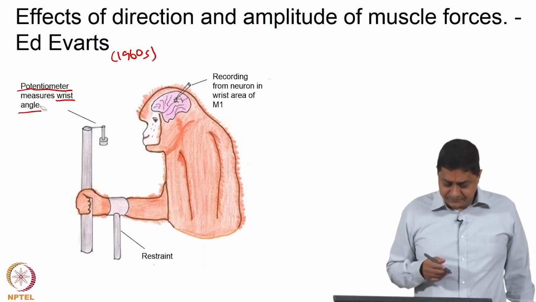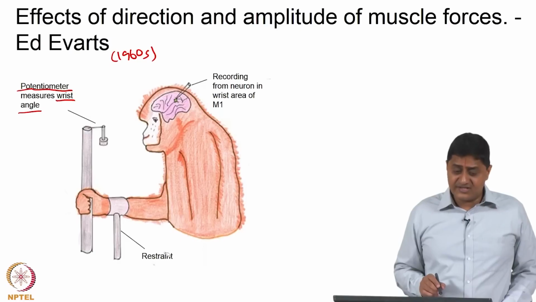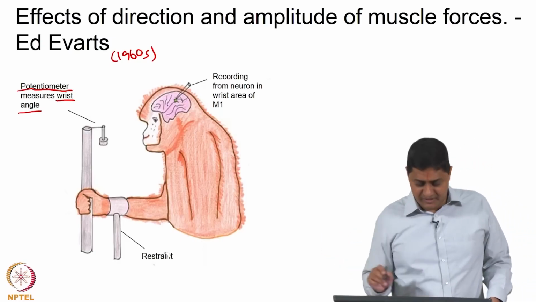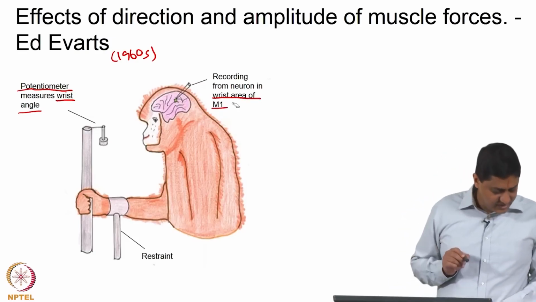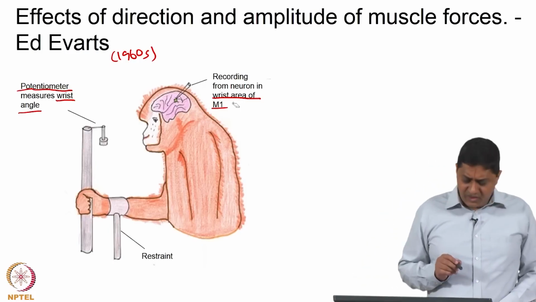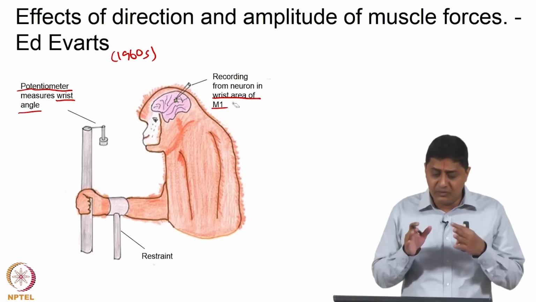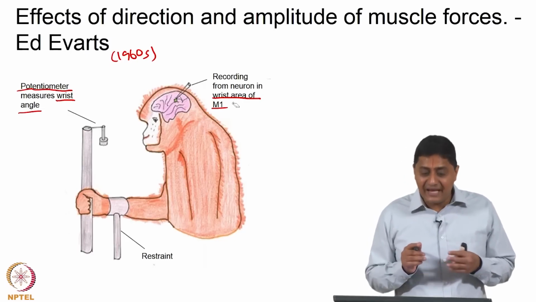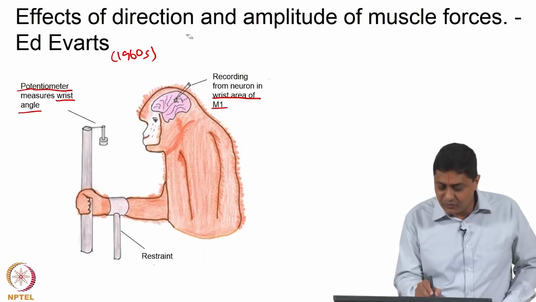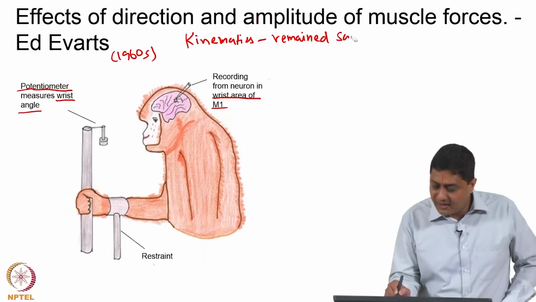Of course, the rest of the body parts of this animal were restrained from moving. Obviously, you do not want to perform the same movement with other muscles, and he recorded from the wrist area of the primary motor cortex. And note, the task was always the same. The task is to perform a particular joint motion or a particular change in joint angle. Crucial to this experimental design is that the kinematics remained the same.